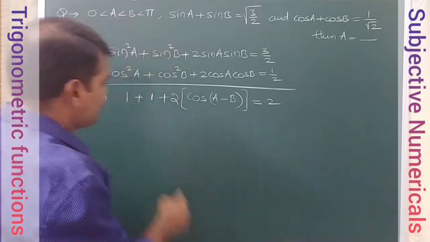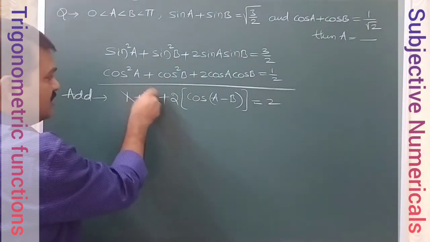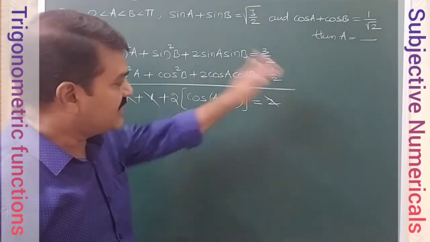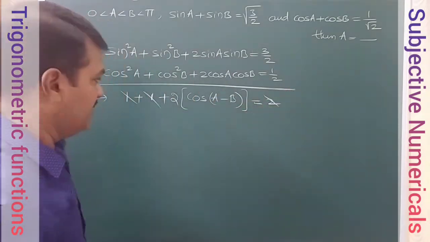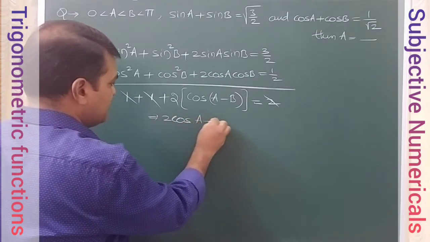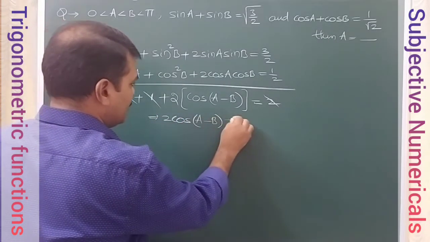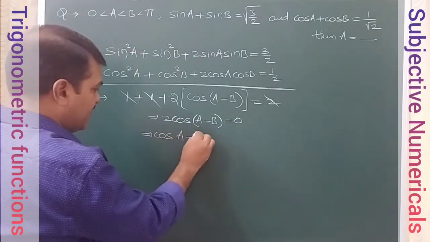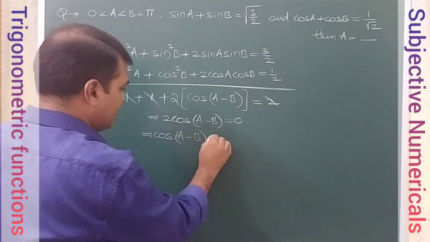Now clearly on both sides, 1 plus 1 is 2, and the 2 and 2 cancel. Taking 2 to that side, 2 minus 2 is 0, you will get. So therefore 2 cos of A minus B is equal to 0. If you divide by 2, we will get cos of A minus B is equal to 0.